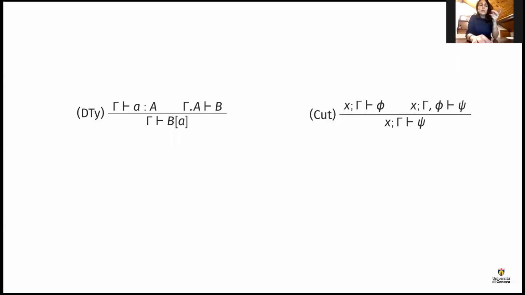So I want to start by looking at these two rules. They come from very different deductive systems. On the left, we have dependent typing, or type dependency, and this is, of course, a rule that you can find in type theory. And on the right, you can see the cut rule, from whatever deductive proof theory system you wish to choose. So natural deduction, in this case, or Gentzen calculus, or whatever.